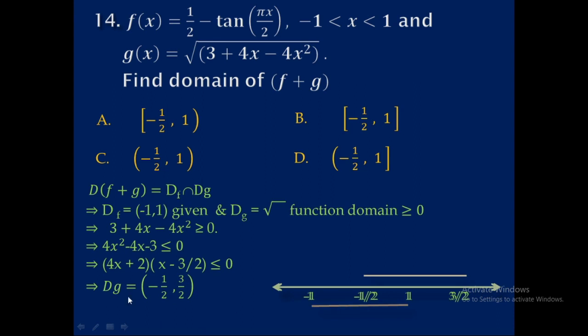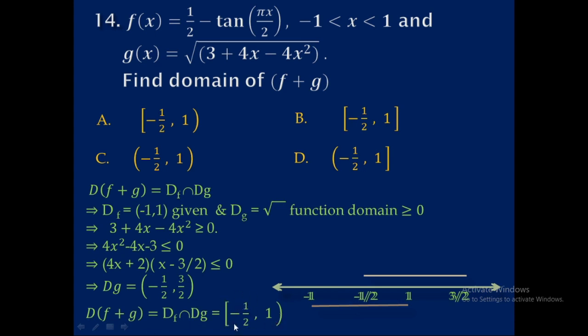Therefore, the domain of these functions is the common domain. Domain of F plus G is domain of F intersection domain of G. Domain of F is -1 to +1, and domain of G is -1/2 to 3/2. Here remember, this one is the closed interval because this value exists. The common domain means here -1/2 exists and 1 is the end. It is the common domain of these two functions. Therefore, the domain of F plus G is -1/2 included, 1 not included.